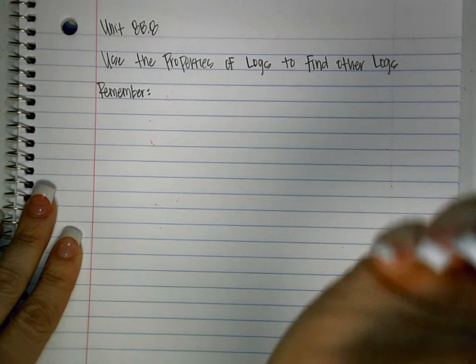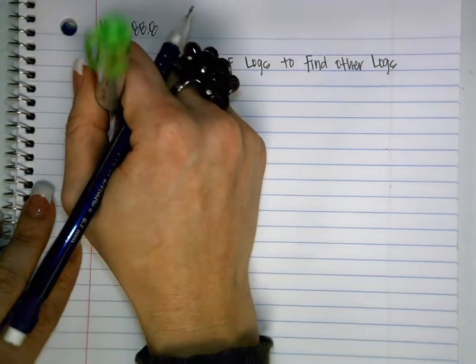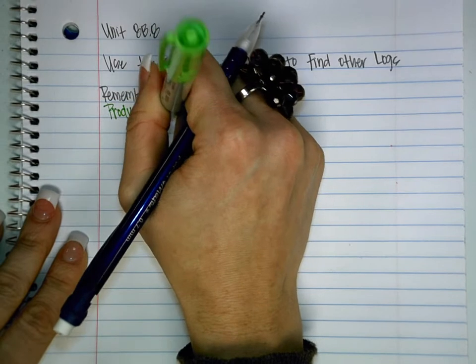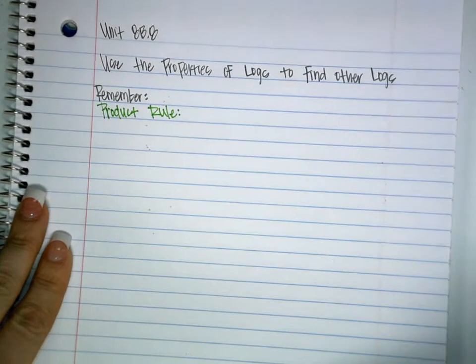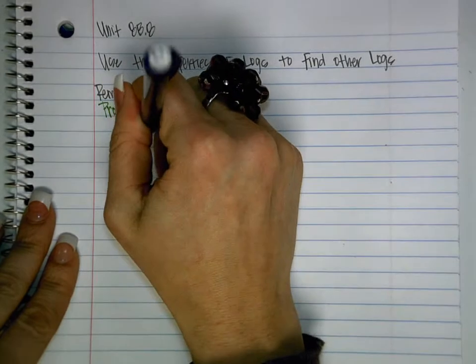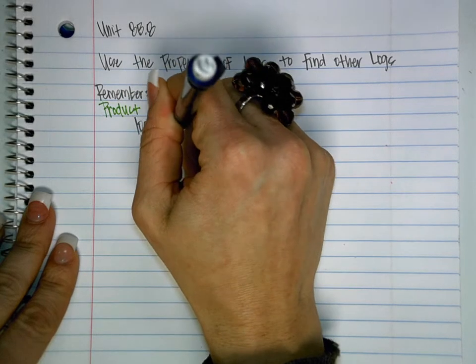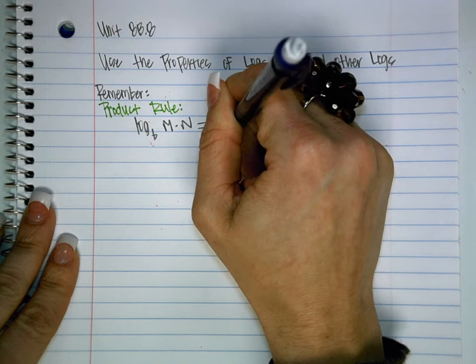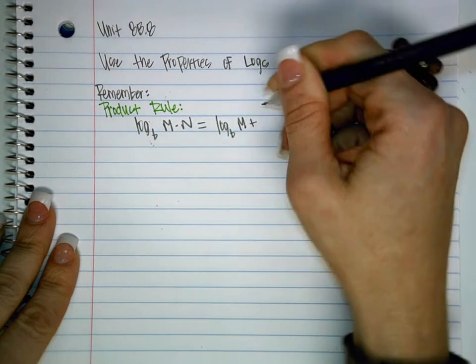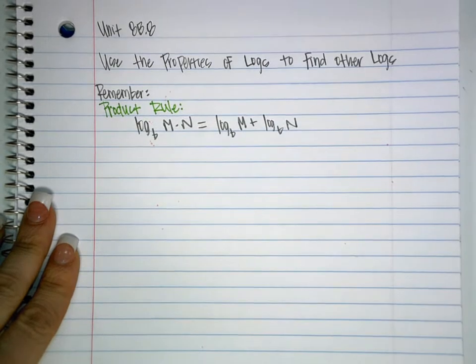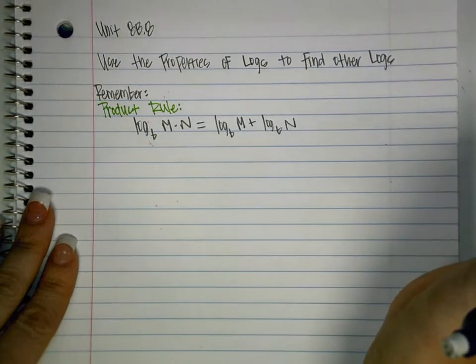The first rule that I want to make sure you remember is the product rule. The product rule says that log base b of m multiplied by n is equal to log base b of m plus log base b of n. Write this down, please.